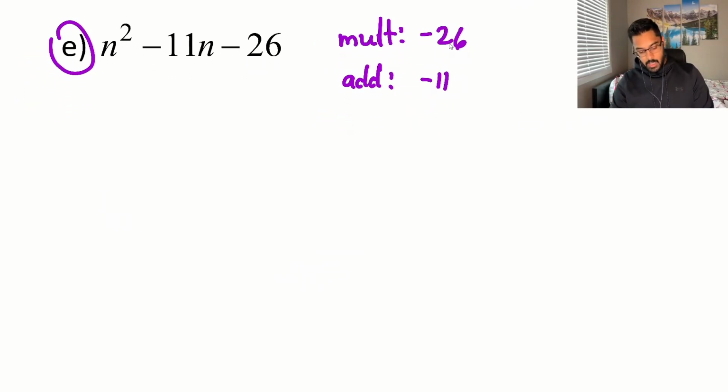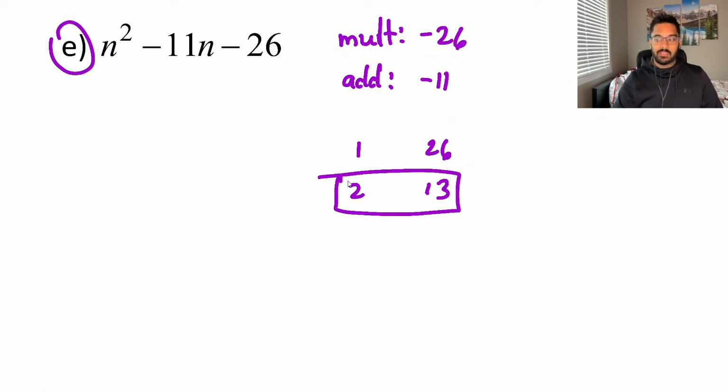Okay, so let's think about some things that actually multiply to 26. So obviously, you have 1 and 26. Now I know it's negative, but we can play with the signs after. So 1 and 26 multiply to give me 26. 2 and 13, I don't think there's anything else. Either way, it doesn't matter, because 2 and 13 will definitely add to 11 in some way.